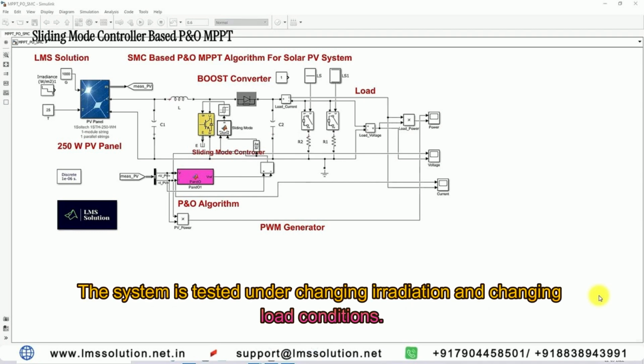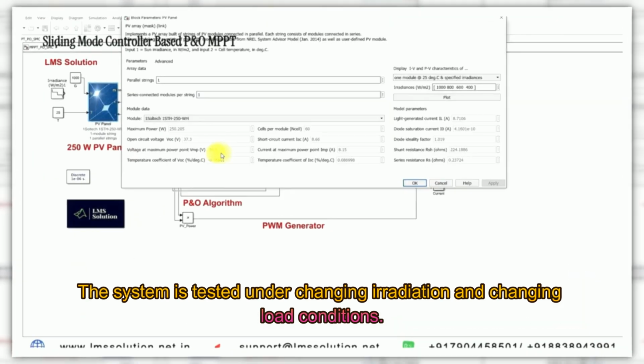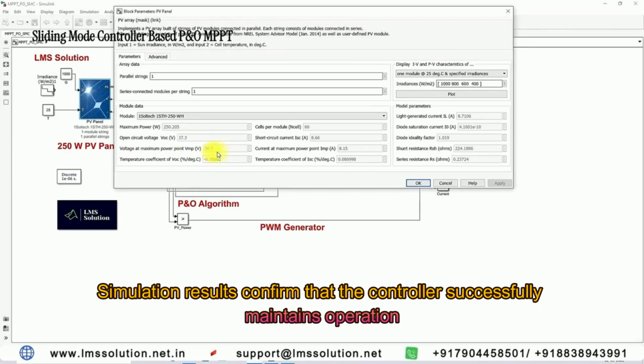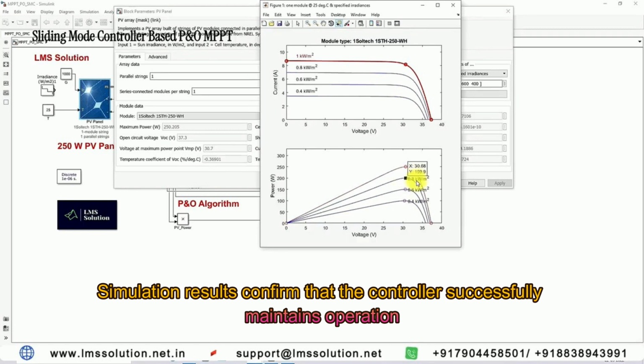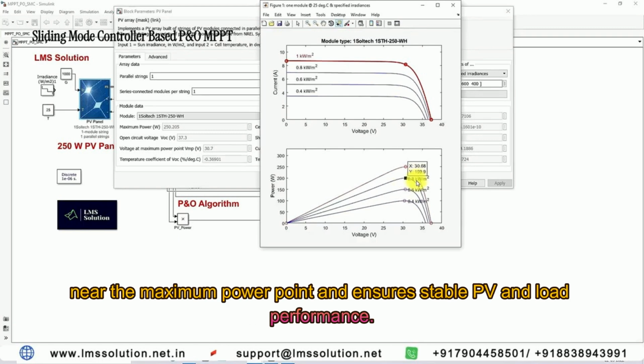The system is tested under changing irradiation and changing load conditions. Simulation results confirm that the controller successfully maintains operation near the maximum power point and ensures stable PV and load performance.